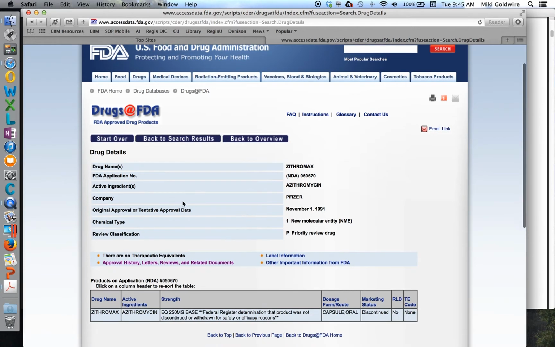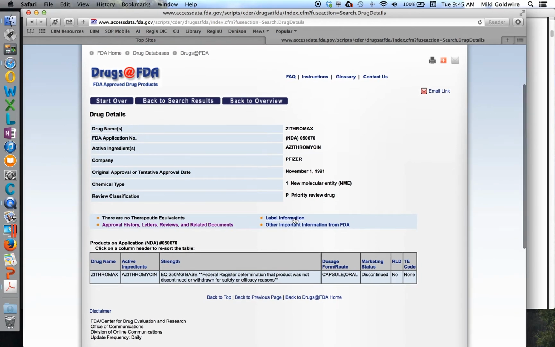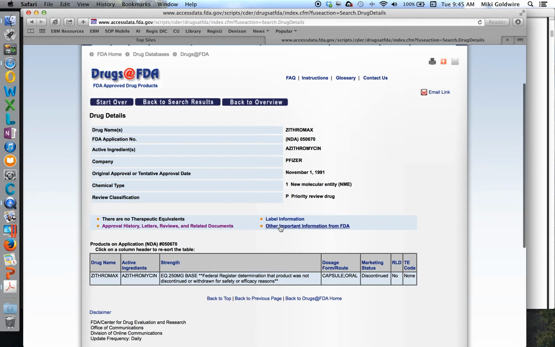For example, I have that the company is Pfizer, that the original approval date was November 1st, 1991, and at that time this chemical structure for azithromycin was a new molecular entity, and it was given a priority review. I also can get to approval history, letters, reviews, and related documents. I can get to the label and other important information from the FDA, such as safety warnings.